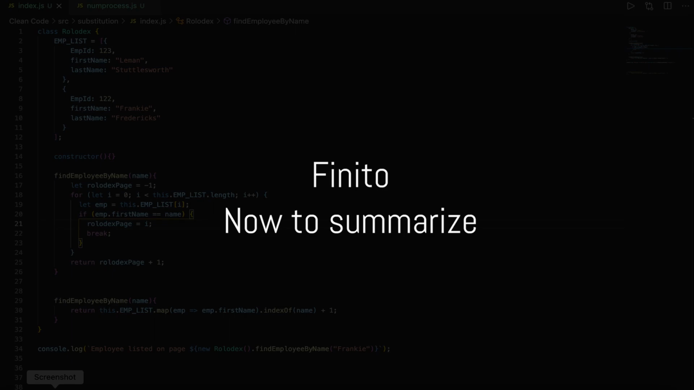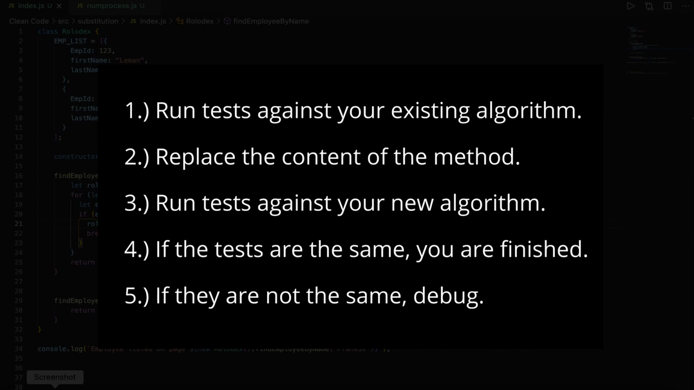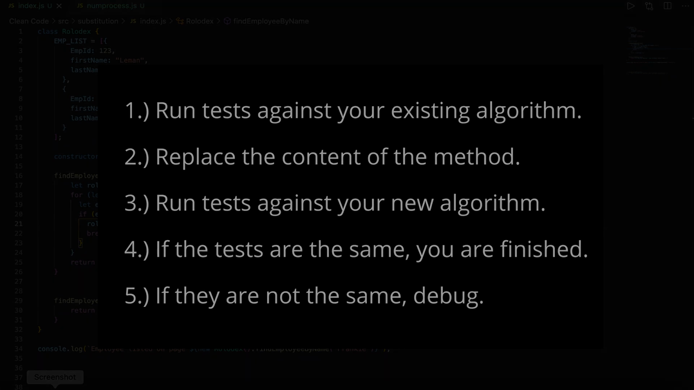So to summarize here, you want to use substitute algorithm when you have a new algorithm that is either more clear or more efficient than your existing algorithm. And as far as implementation, you want to run tests against your existing algorithm, replace the content of the method, run tests against your new algorithm. If the tests are the same, you're done. If they're not the same, you'll have to do a little bit of debugging to figure out why they're not the same.